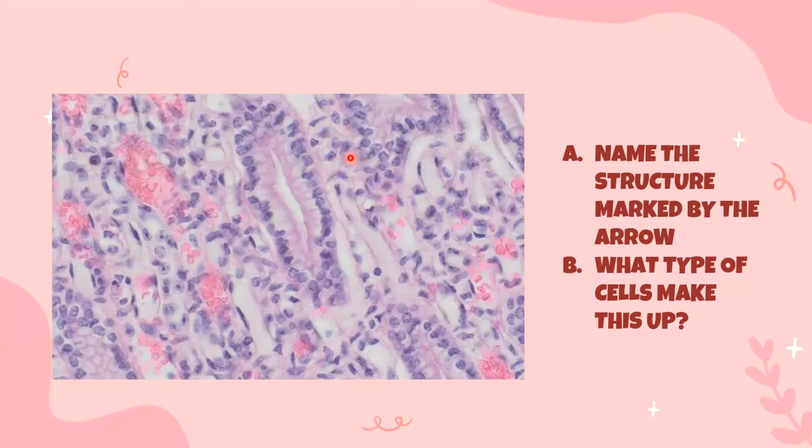Okay, so name the structure and then the type of cells. Thin loop of Henle, okay. And what type of cells am I gonna see here? Squamous, okay. Is it gonna be multiple cells? Simple squamous, perfect. There we go.